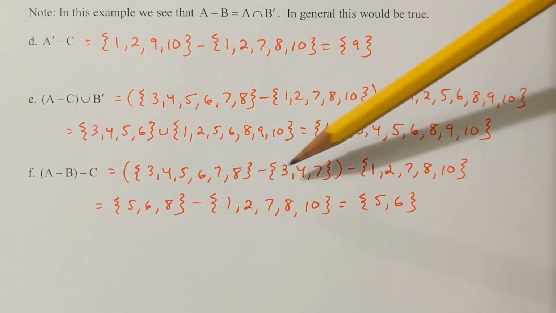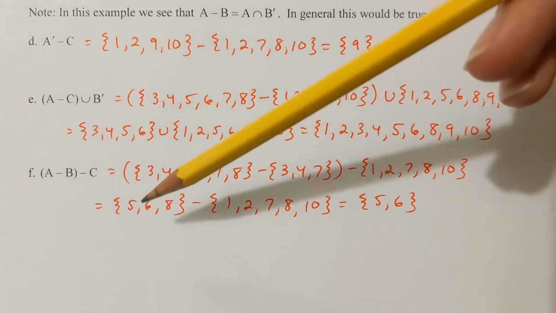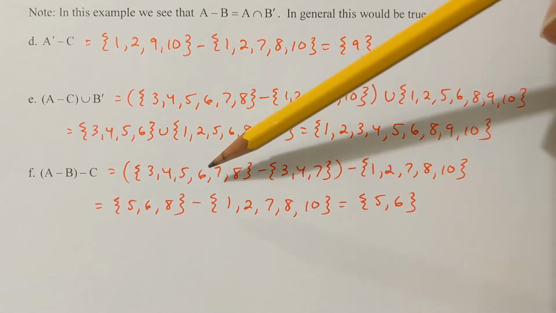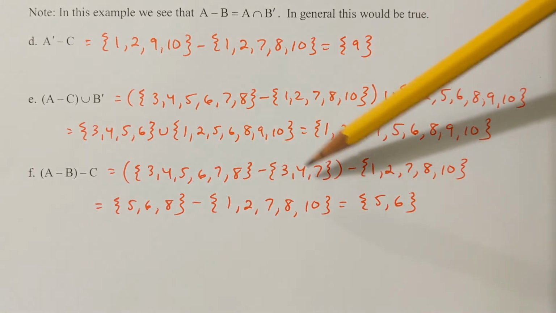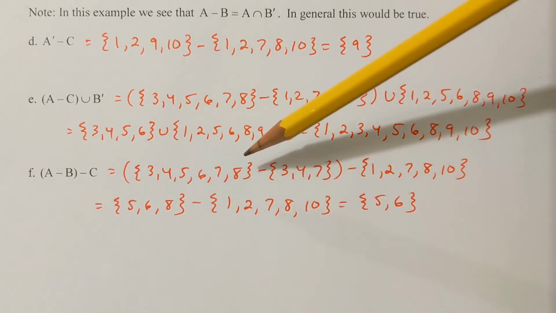Here's 5, I don't see 5 in the second set, so I'm going to keep 5. Here's 6, I don't see 6 in the second set, so I'm going to keep 6. Here's 7, I'm getting rid of 7, so 7 is not going to remain there.